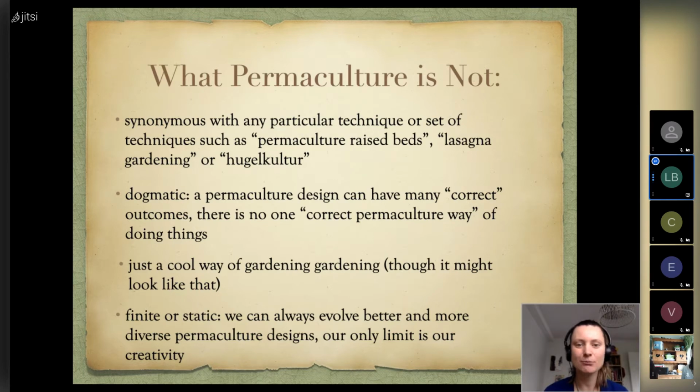We can always build in more connections between elements. We can always combine two different systems and make them work together. We are always learning more about nature and how nature works. We're learning more about our communities. We are becoming better stewards of the land. So no matter how many years a person has been doing permaculture, they're always a student of nature, and they're always learning and improving for infinity.